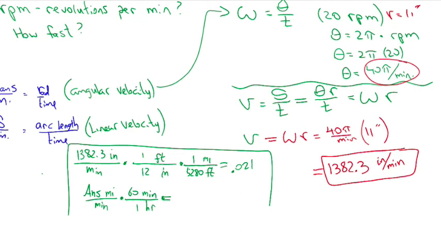1.3. That's it? Yeah. Wow. Miles per hour. In other words, you're pedaling pretty slow. 20 revolutions per minute. That actually is fairly slow. It is very slow, if you think about it. 20 revolutions per minute, divide by 60, that's 1/3 of a revolution every single second. It's very slow.